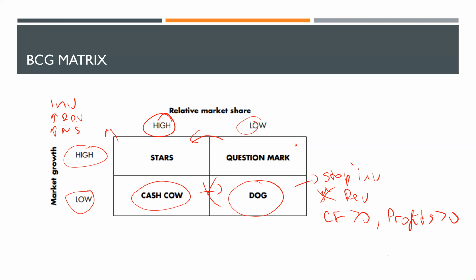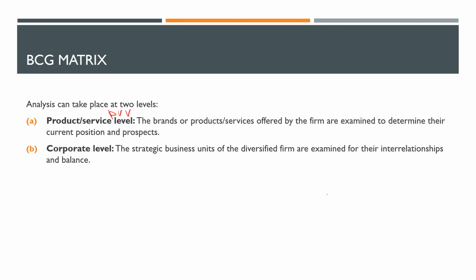And as for dogs, well, dogs is just an inevitable stage of a project, but as long as dogs bring extra cash, as long as their net cash flows are above zero, then it's okay to have them because you can use the money elsewhere. The other level is corporate level. So your strategic business units will be analyzed so that they're balanced.